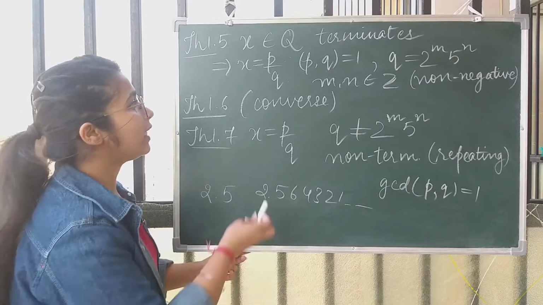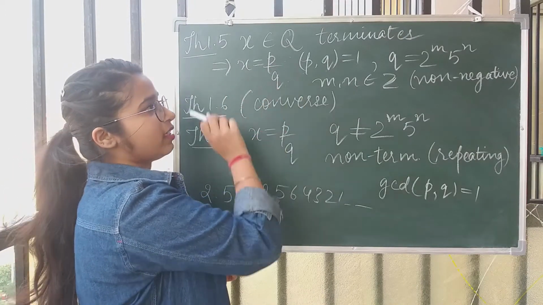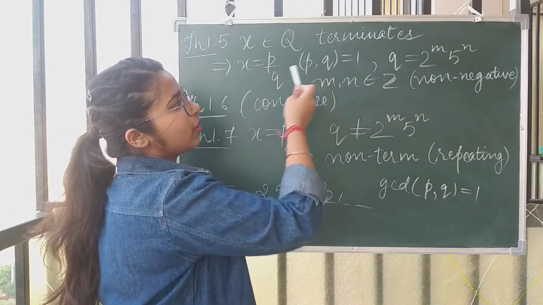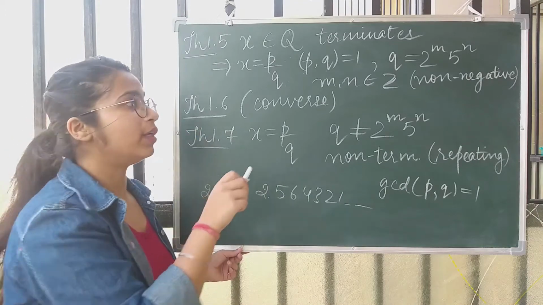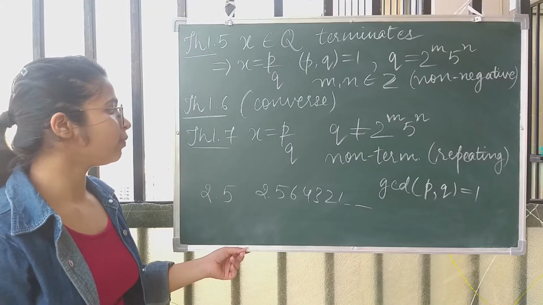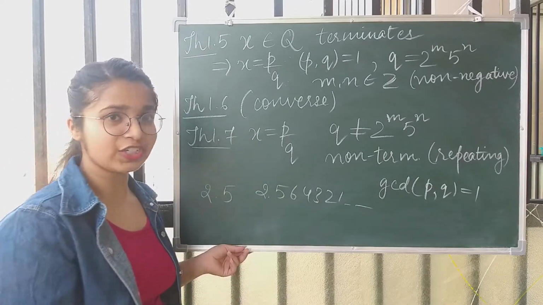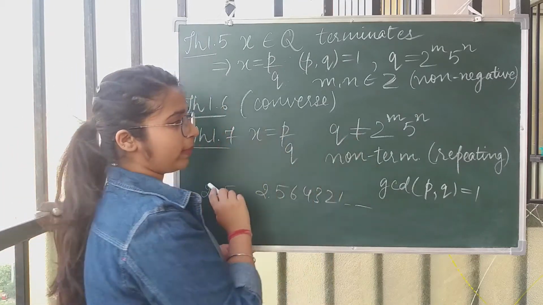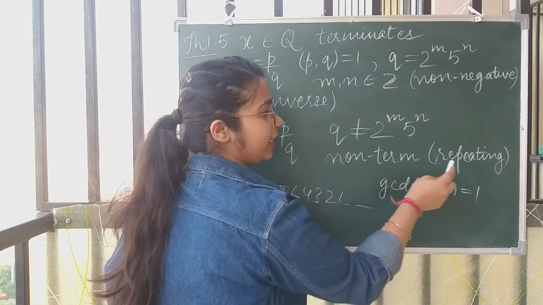उल्टा कैसे, कि अगर कोई भी एक रैशनल नंबर है जिसे हम इस फॉर्म में लिख सकते हैं सच दैट ये सारी कंडीशंस ट्रू है, q is of the form this and p and q are co-primes, then the decimal expansion of this rational number will terminate. So these are both implications of each other. And the theorem 1.7 says कि अगर कोई x एक rational number है जिसे हम p by q में तो लिख सकते हैं बट q इस फॉर्म का नहीं है, तो जो इसका डेसिमल एक्सपेंशन होगा वो नॉन टर्मिनेटिंग रिपीटिंग होगा.